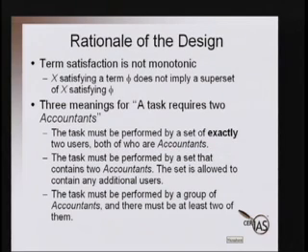Three possible meanings for such a sentence. First of all, it may mean that the task must be performed by a set of exactly two users, and both of them must be accountants. In the second meaning, it requires a set that contains two accountants, but the set can contain any additional users. And in the third meaning, the policy requires a group of accountants, and there must be at least two of them.